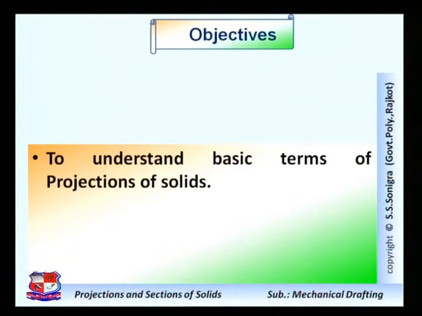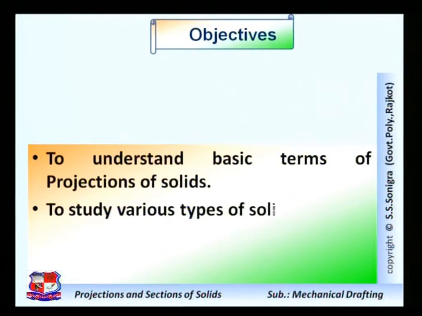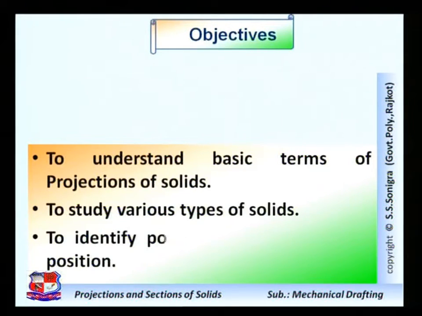In this chapter today we will discuss various aspects, basic concepts related to projections and sections of solids. The objectives of today's discussion are: first, to understand the basic terms of projections of solids, to study various types of solids, and to identify the position of solids in a given position. How to draw the solid in a given position, that we will discuss in today's presentation.